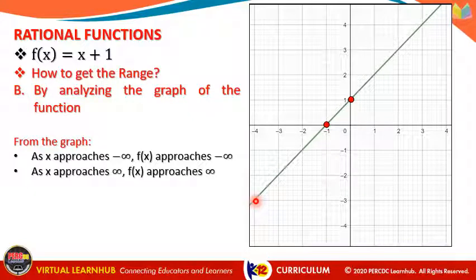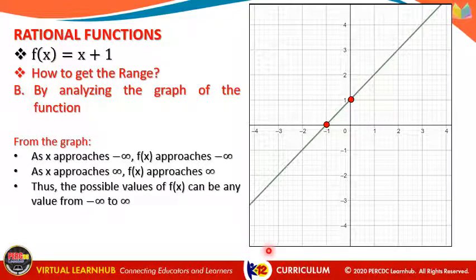Paano naman kapag sa kabilang side? Kapag pataas ng pataas yung values ng x natin, as your x approaches positive infinity, ano ang nangyayari sa line natin? Hindi ba? Tumataas din. So therefore, as x approaches infinity, habang tumataas yung x mo, yung ating line, pataas din ang pataas. Thus, the possible values of f of x can be any value from negative infinity, the lowest possible number that you can think of, to positive infinity.